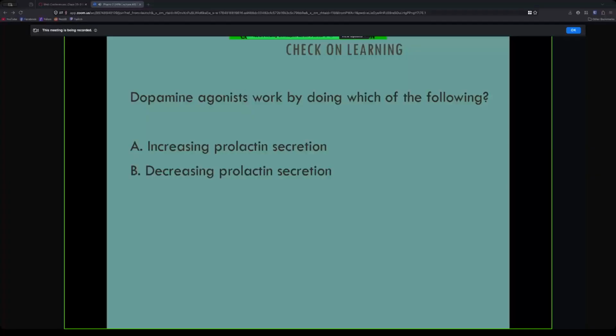So the answer here, right? Dopamine agonists work by doing which of the following? They're going to decrease prolactin secretion because of that unique inhibitory effect of dopamine on prolactin.